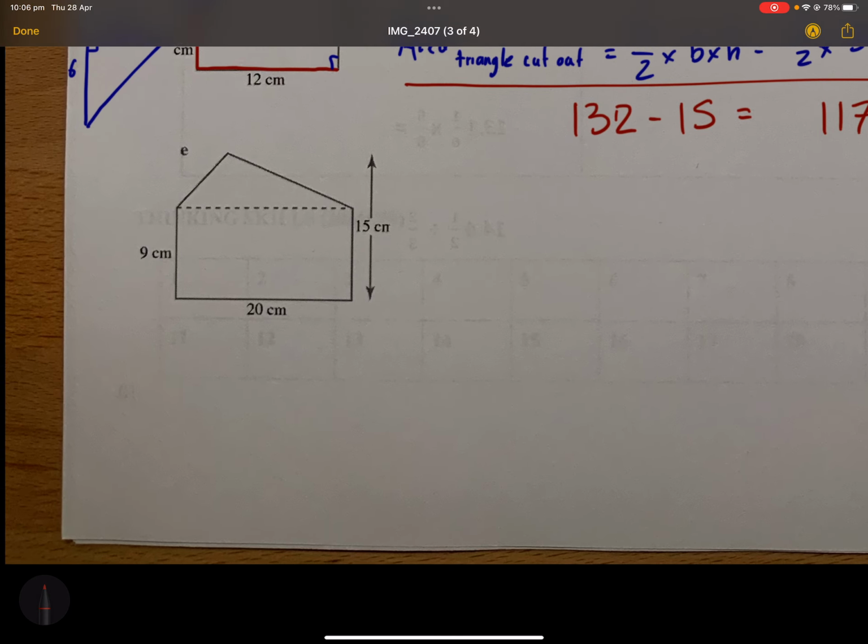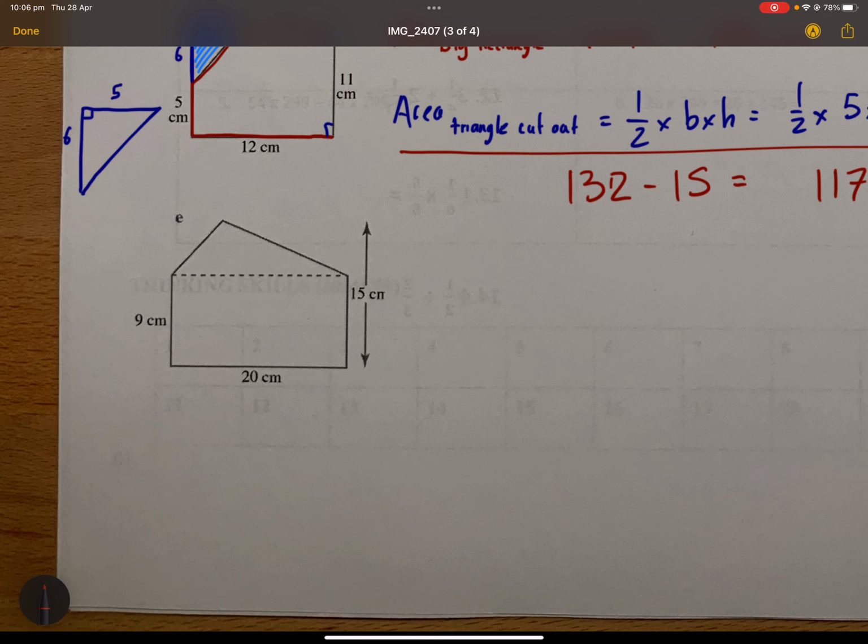Next one. Okay, so to find the area of this, we need to find the area A1 and A2. Okay, let's look at A1. A1, you're going to find the area, length times width. You can do that one by yourself. A2. A2 is a triangle, so we need to use the formula for the triangle. That's a half times base times height. What's the base and height? Well, the base is going to be this one here, which is 20 centimeters. It equals a half times 20 times the height.